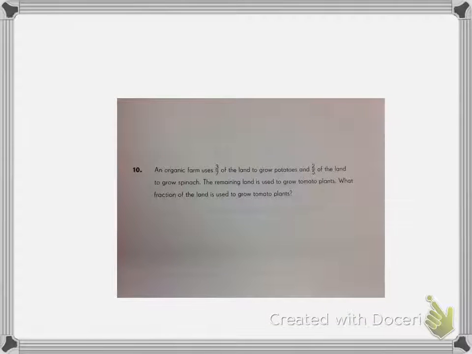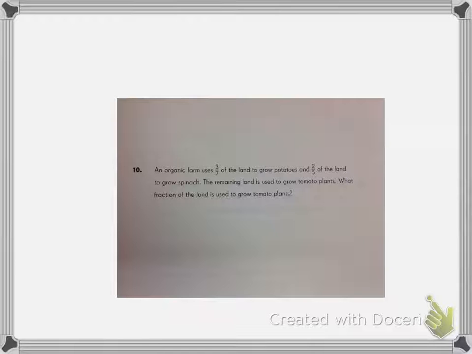This is one of the problems from our take-home math test on adding fractions or subtracting fractions. And this one says, an organic farm uses 3/7 of the land to grow potatoes and 2/5 of the land to grow spinach. The remaining land is used to grow tomato plants. What fraction of the land is used to grow tomato plants?